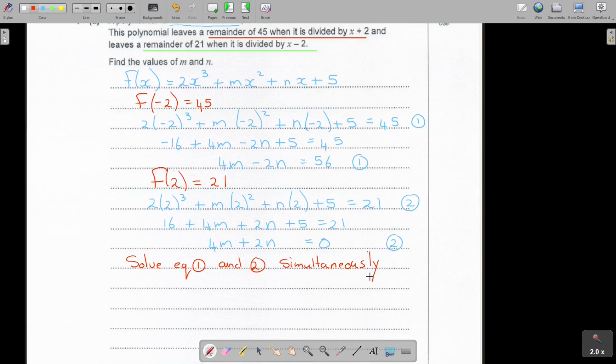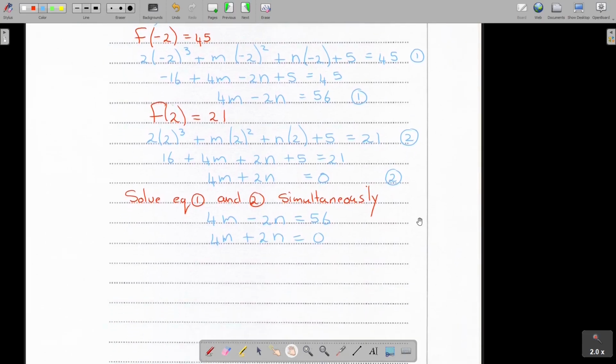Basically I'm just going to write down both. So it's going to be 4m minus 2n equals 56, and 4m plus 2n equals 0. Oh, this is a very nice one, because look, what I wanted to show you, I can see that this is already the same number in different signs. So without multiplying anything, it's just going to cancel out if I add it up.